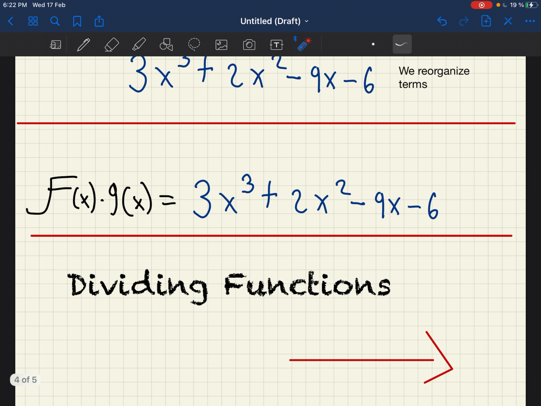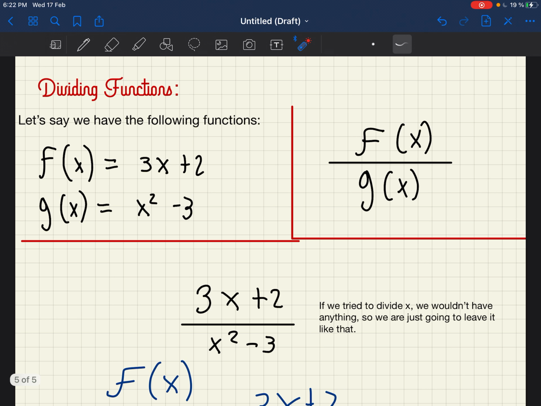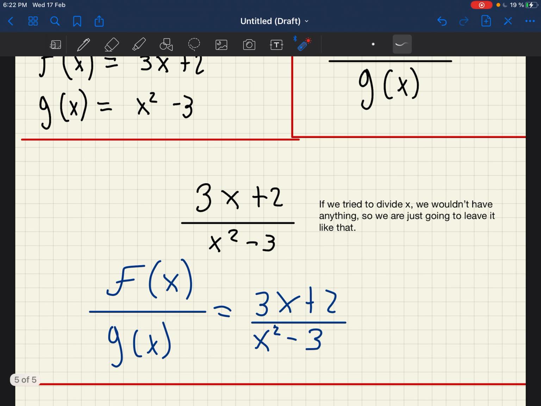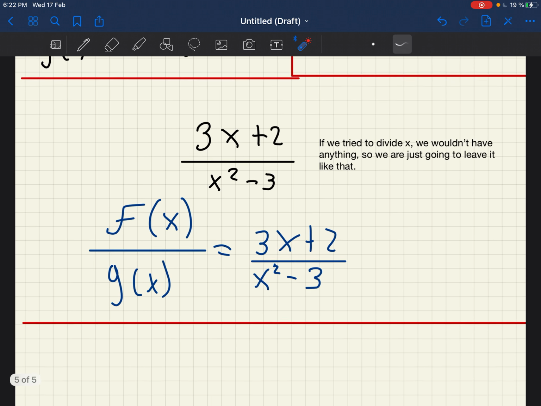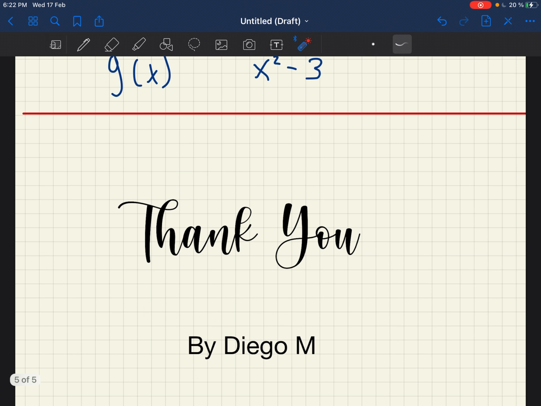And finally, we have dividing functions. So we have the following functions, and this is the formula. Now, because we can't divide further, we will have the same answer. So we will have 3x plus 2 divided by x squared minus 3. And this is the answer. f of x divided by g of x is equal to 3x plus 2 divided by x squared minus 3. And that will be pretty much it.